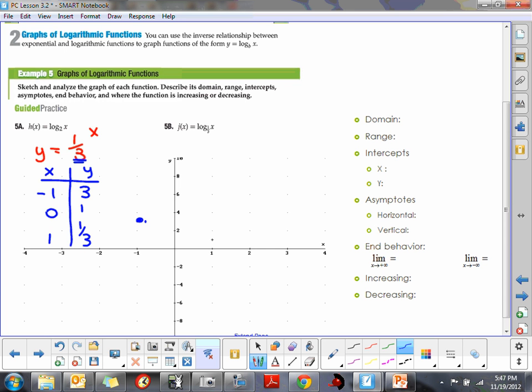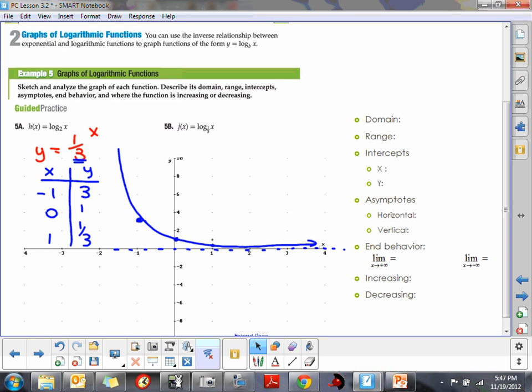We have the ordered pair 0, 1, which is in here. We have the ordered pair 1, 1/3, which is here. We know we have this horizontal asymptote that comes along here for our exponential decay. It goes from high to low. It should never touch, but should get closer and closer to that horizontal asymptote.